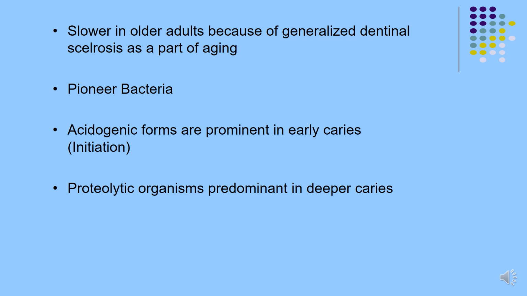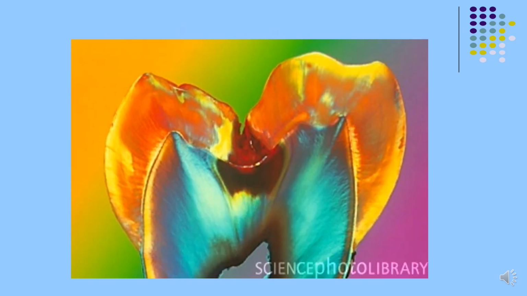Okay, so dentinal caries is slower in older adults because of the generalized dentinal sclerosis as part of aging, which you know. The bacteria that enter the dentinal tubules and initiate caries are called pioneer bacteria. Okay, acidogenic forms are prominent in early caries, which initiate the caries in dentine, whereas the proteolytic organisms are predominant in deeper caries. And this is a photograph of an extracted carious tooth, the ground section of that tooth visualized under polarizing microscopy.